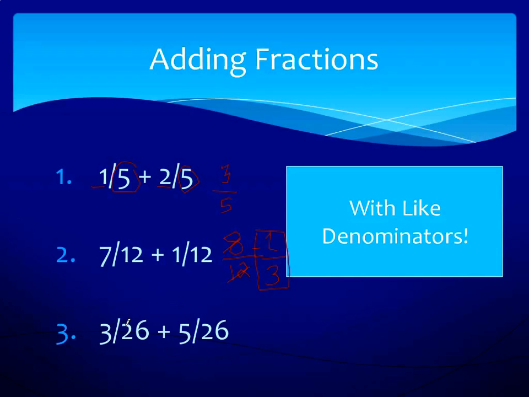And then the very last one, 3/26 plus 5/26. Again, my denominators are the same, so I'm going to add my numerators. 3 plus 5 gives me 8.